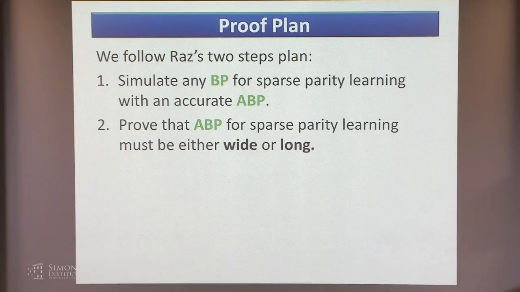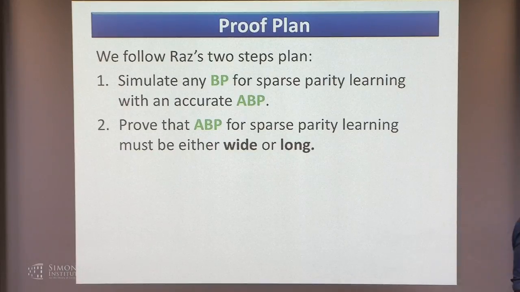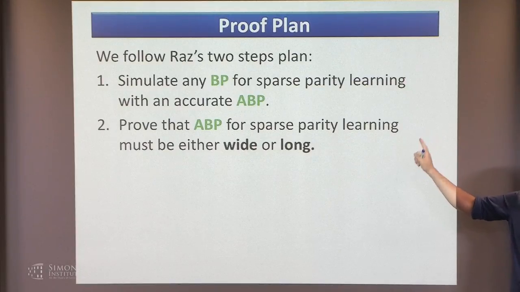And then in the second step, we will prove that if you have an affine branching program that solves this parity learning problem, then it needs to be either very wide or very long. Wide corresponds to having a lot of memory. Long corresponds to seeing a lot of samples. Okay? So this is our proof plan. The first step is the trickier one. The second step is a little bit simpler.